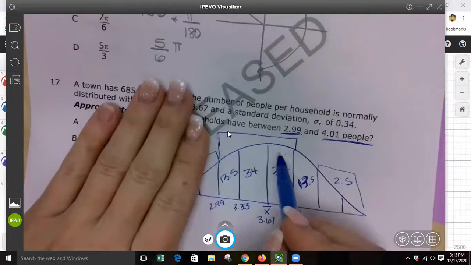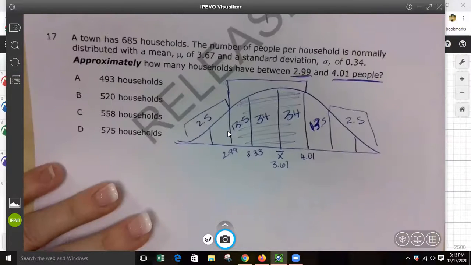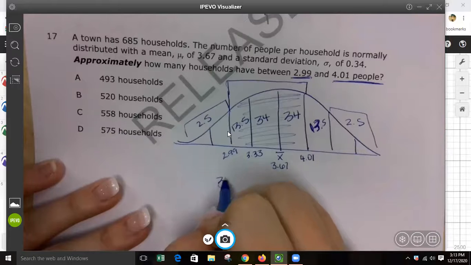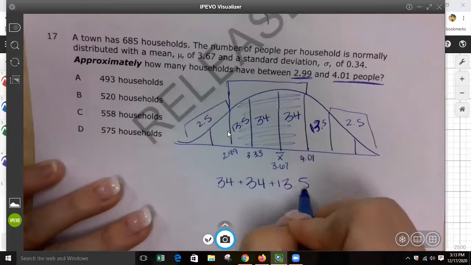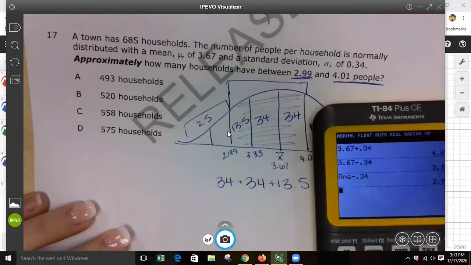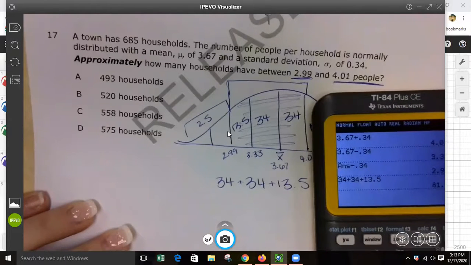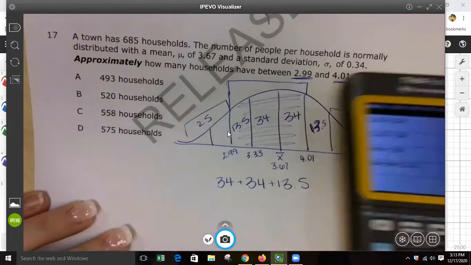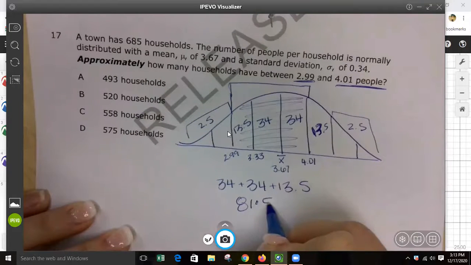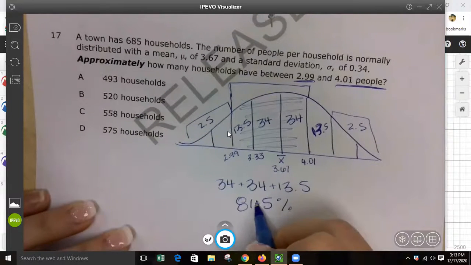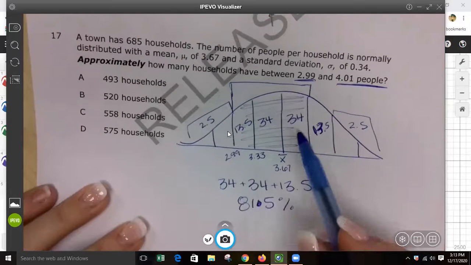All we're really concerned about are these right here. We're looking at the 3 percentages. So we're going to add them up. 34 plus 34 plus 13.5. So when we add that up, we get 81.5% of the data. Sorry, I'm not writing very well today. 81.5% of households fall within that range.